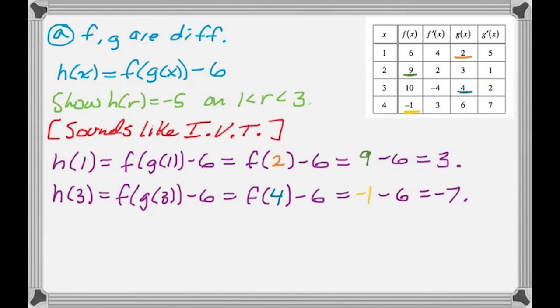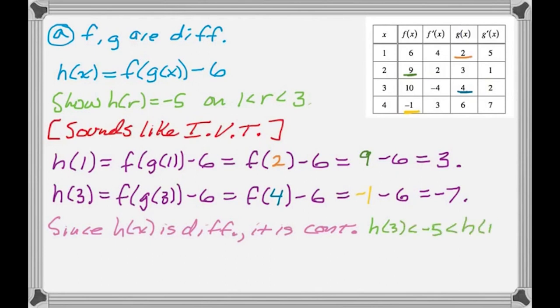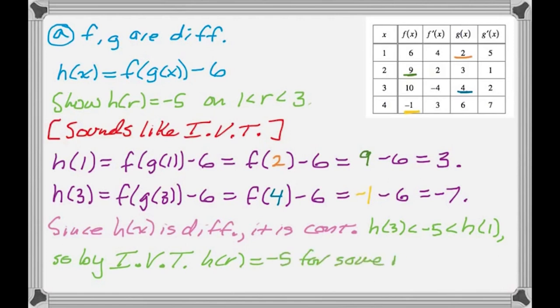So what I'm going to do here is say that h is differentiable, which means that it must be continuous, because differentiability implies continuity. Then I know that h of 3 is less than negative 5, which is less than h of 1. So by the intermediate value theorem, I am guaranteed that h of r equals negative 5 for some value of r between 1 and 3. Alright, so that's intermediate value theorem.